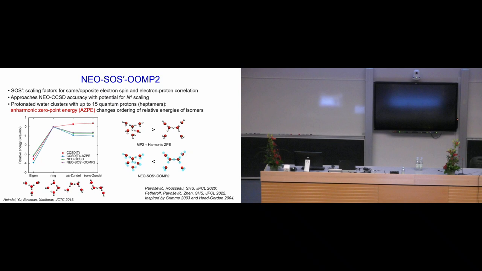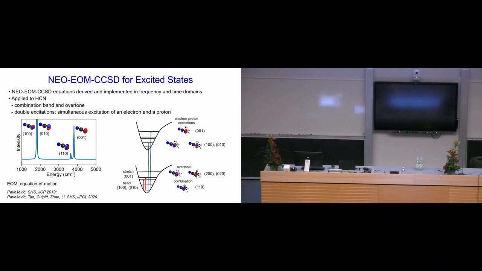Now, if we want to get excited states, we can do equation of motion CCSD. We've derived and implemented this in both the frequency and time domains, and we've applied it to HCN. So we can look at all the vibrations of the hydrogen. You can see this peak is the bend mode. It's doubly degenerate. Here we have a stretch mode. We can get combination bands, so this is a double bend. We can get overtones. We can even get double excitations from the simultaneous excitation of an electron and a proton, these blue lines right here.